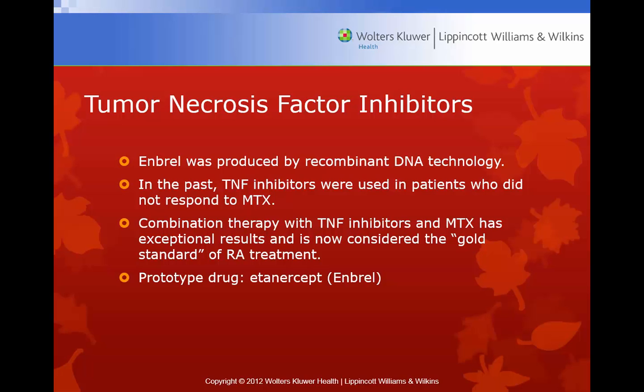All right, so next is tumor necrosis factor inhibitors. Enbrel was produced by recombinant DNA technology. In the past, TNF inhibitors were used in patients who did not respond to methotrexate. Now we see more combination therapy, because it used to be that they had to have tried and failed methotrexate before moving into the tumor necrosis factor inhibitors, which a lot of times insurance is still kind of requiring. But now the gold standard for RA treatment is combination therapy with the TNF inhibitors and methotrexate, because it has shown exceptional results.